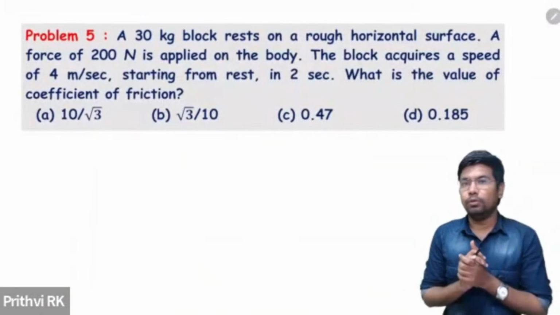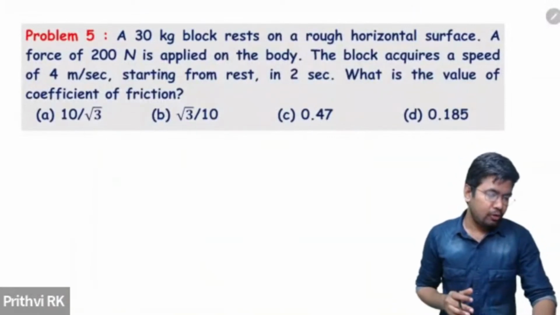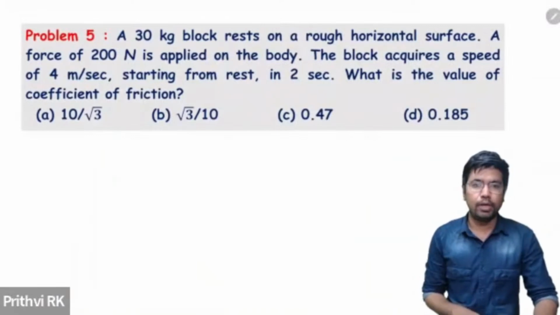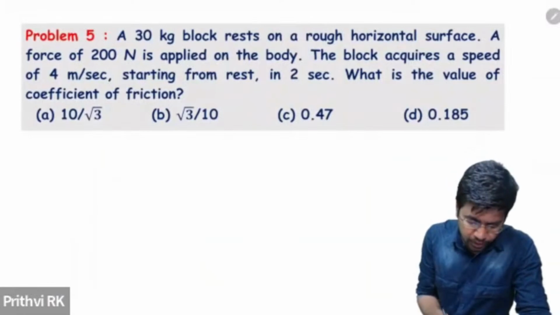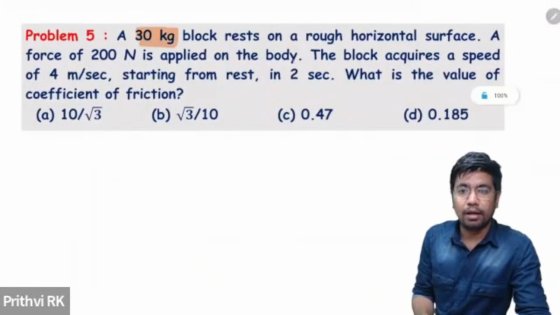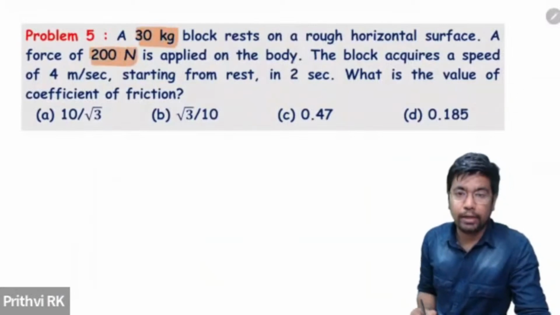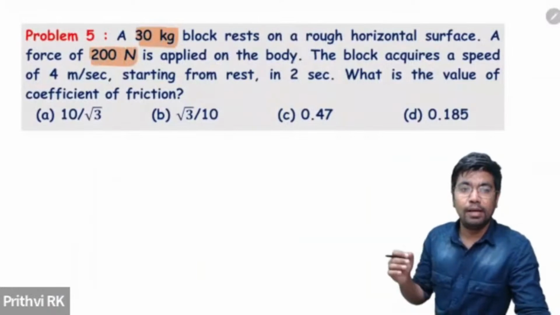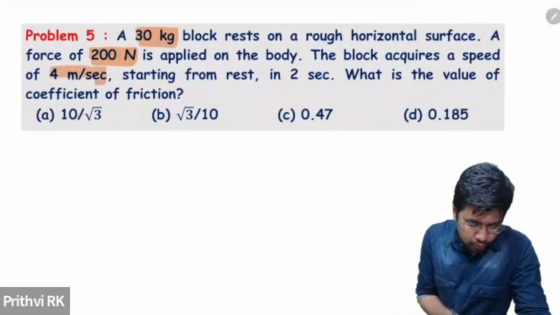Fine. Now we will come to the problems which are based on friction. Question number 5. A 30 kg block rests on a rough horizontal surface and a force of 200 Newton is applied on the body. The block acquires a speed of 4 meter per second starting from rest in 2 seconds. What is the value of the coefficient of friction?